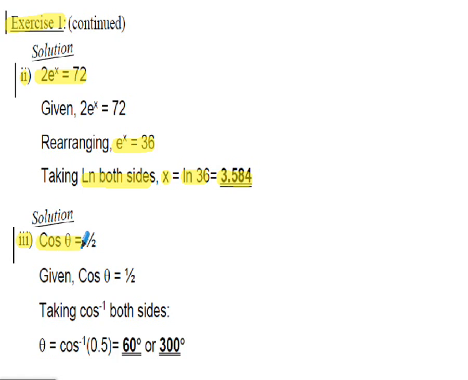Exercise 1, part 3 solution. We're given the equation cos theta is equal to a half. To solve this equation for theta, we simply take cos to the minus 1 functions of both sides of the equation, so inverse cos functions. So theta becomes cos to the minus 1 of 0.5, or half in this case, and don't forget between 0 and 360 degrees there will be two solutions, 60 degrees and also 300 degrees.